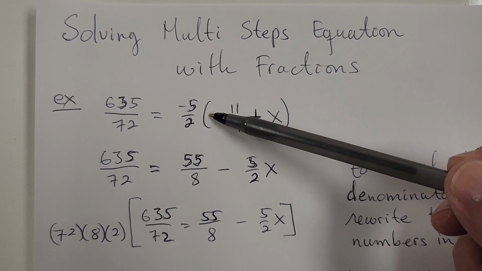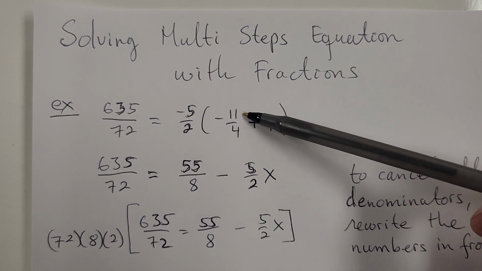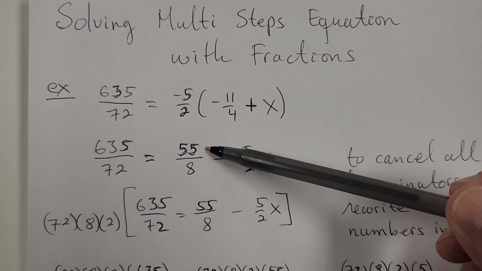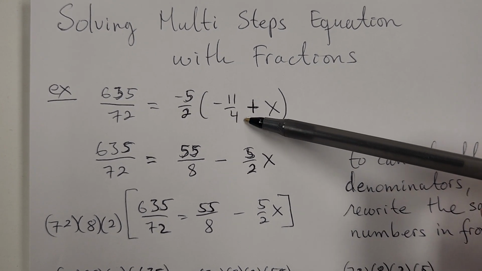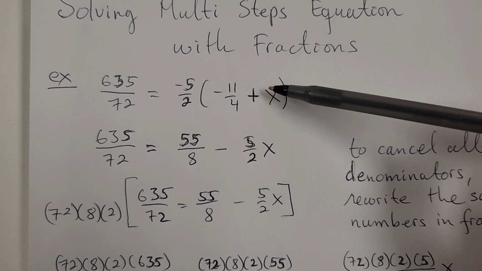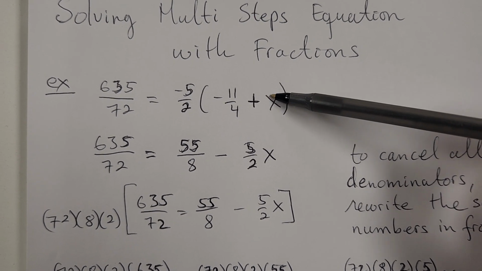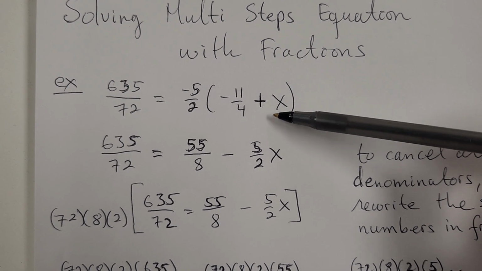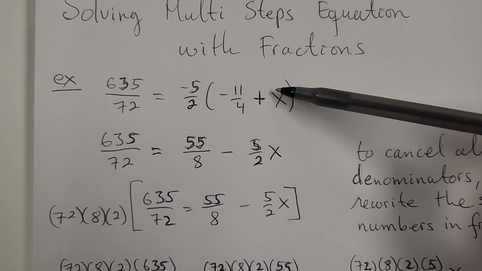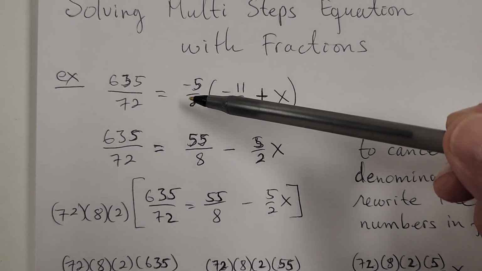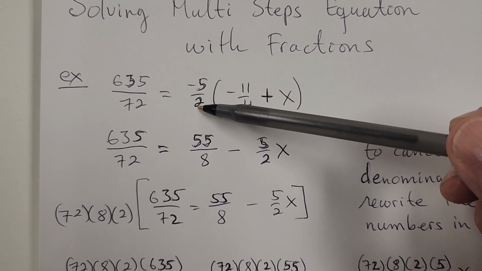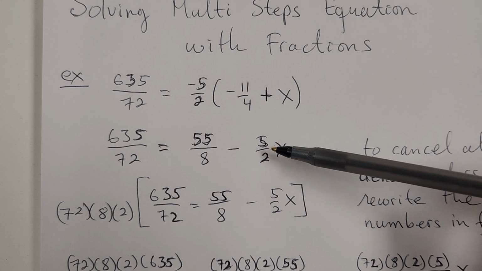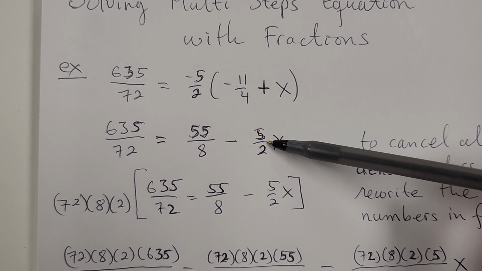Here I have parentheses, so -5 times -11 is positive 55. 2 times 4 gives me 8. If there's no number in front of a letter, it is always a 1. So -5 over 2 times 1 is back to itself.